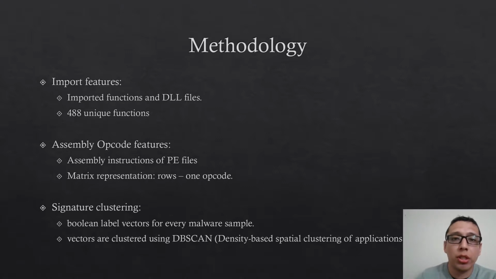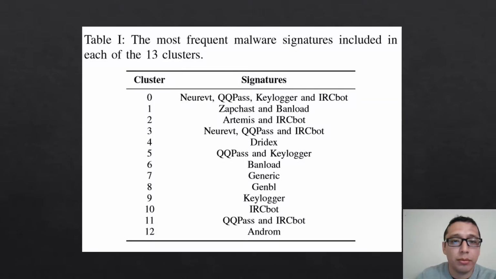There are 488 unique functions. The assembly opcode feature is the assembly instructions of PE files. The opcodes were converted into a matrix representation, where each row is a vector representation of one opcode. For signature clustering, Boolean label vectors were created for every malware sample that represent the presence or absence of signatures given by different antivirus engines. The sample signature vectors are clustered using DBSCAN. Here is a table that shows the 13 clusters with the highest number of members as families for classification.